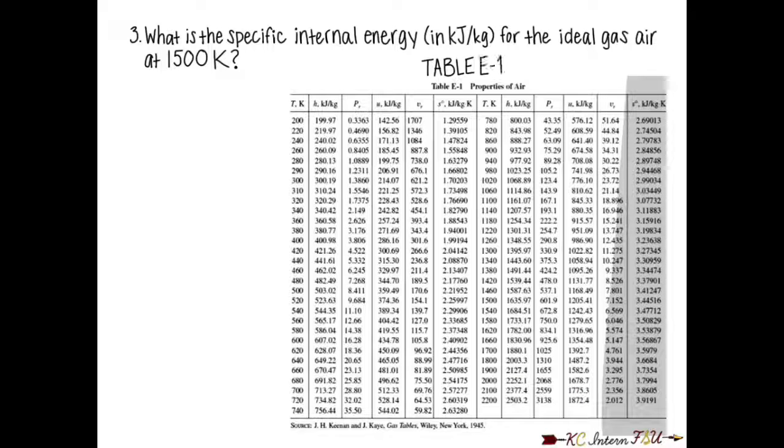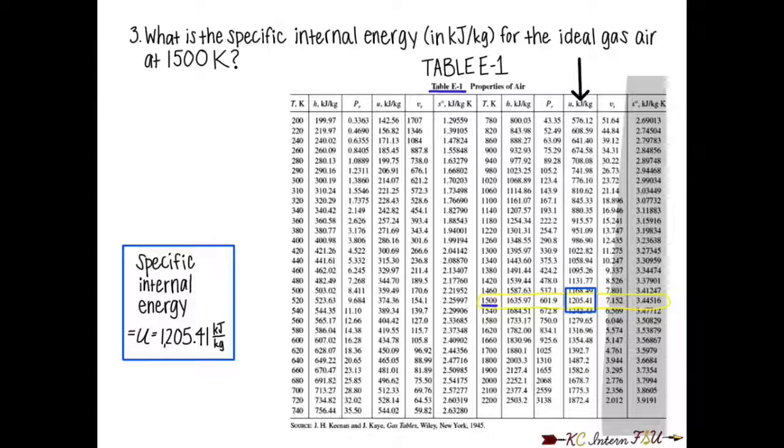Question 3. What is the specific internal energy in kilojoules over kilogram for the ideal gas air at 1500 Kelvin? We will use table E1 for properties of air. Locating a temperature of 1500 Kelvin, the specific internal energy can be determined. In this case, it was found to be 1205.41 kilojoules over kilogram.